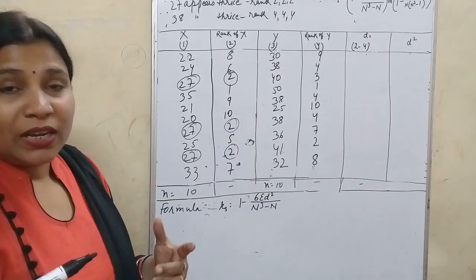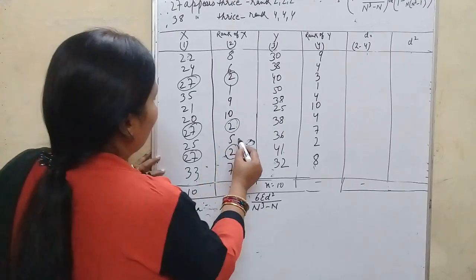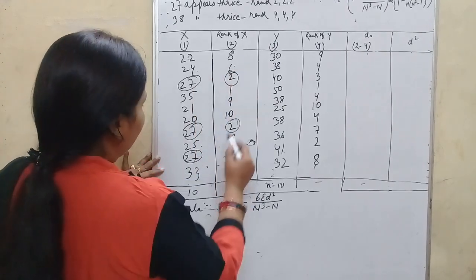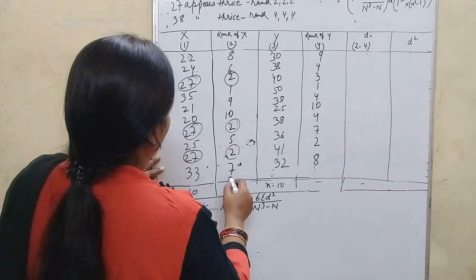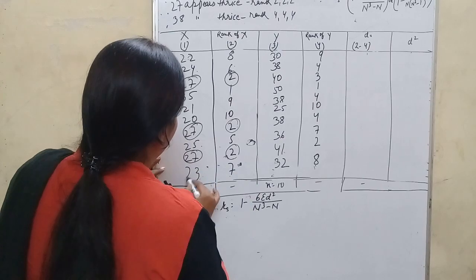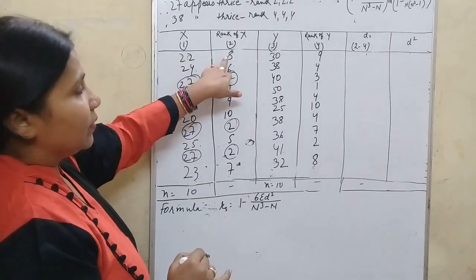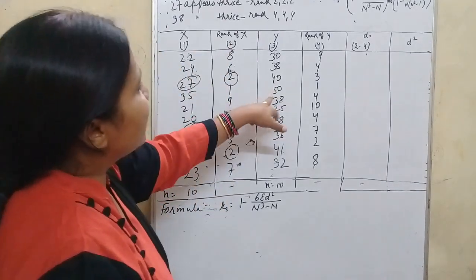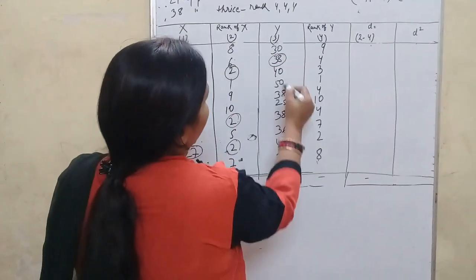Now the next rank will come not as third but as fifth. We give fifth rank to 25, sixth rank to 24, seventh rank to 23, not 33, sorry. After that 22 gets rank 8. Okay, got it? What I want to explain is the same in the Y series, where 38 has come 3 times.